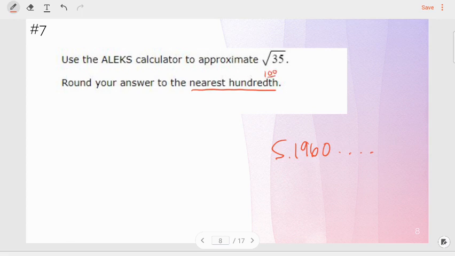100 has 2 zeros in it, so I'm looking for 2 decimal places after. Now if you write your answer as 5.19, you're going to get the question wrong. Because remember, rounding also has to do with looking after that hundredths place and deciding if that 6 makes this 9 closer to 10. Well, yeah, 6 is above halfway to 10, so I'm going to round this number 9 up, which is going to, in turn, raise this 1 to a 2. So my answer is 5.20.